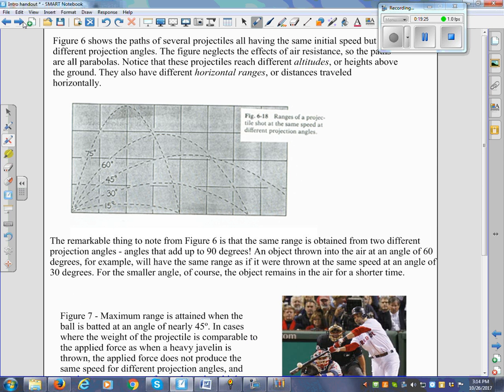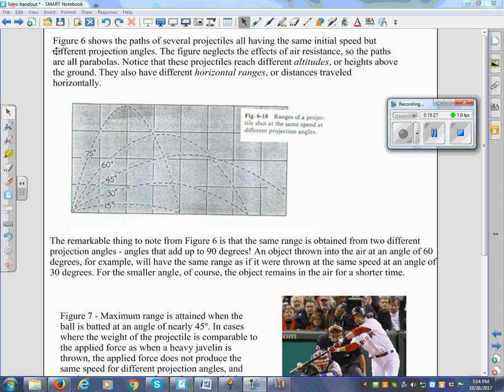Figure 6 shows the paths of several projectiles all having the same initial speed, but different projection angles. The figure neglects air resistance, so the paths are all parabolas. Now, if you're a golfer, you know that when you hit a shot, it tends to not follow that path. It goes up in the air and then it eventually drops like that, right?